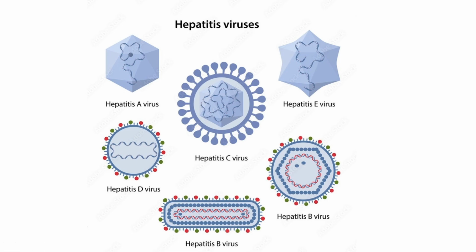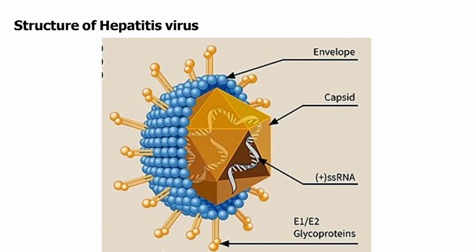So this is about the hepatitis virus types. The next slide is about the structure of the hepatitis virus. As you can see, there is the envelope. This is the lipid envelope. Then there are the glycoproteins.